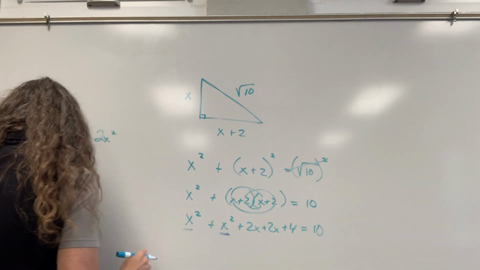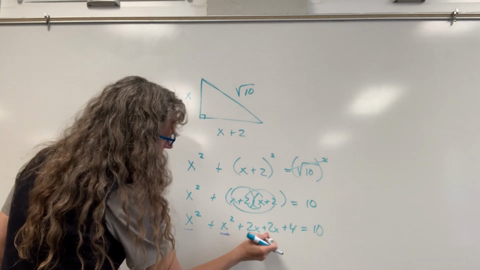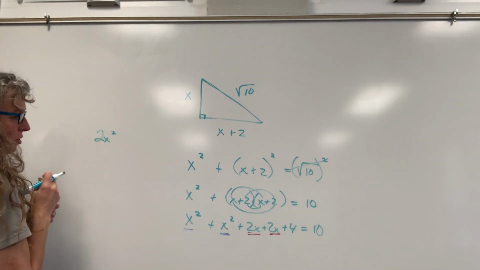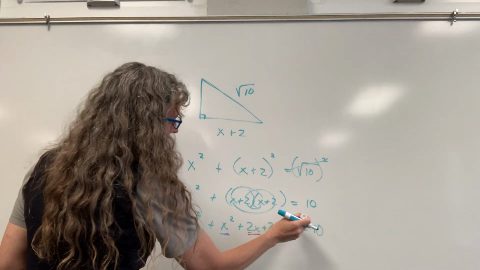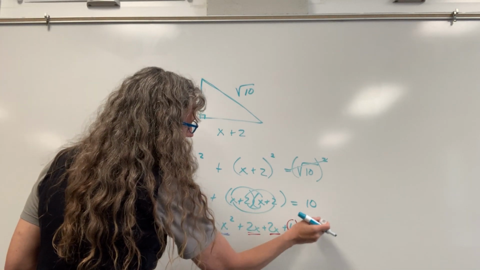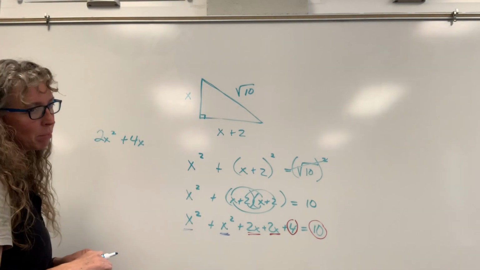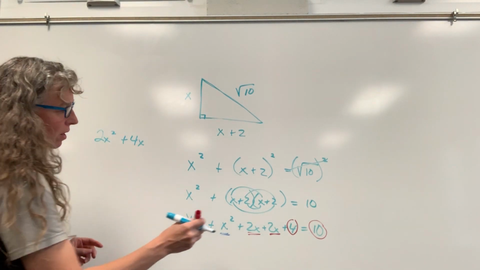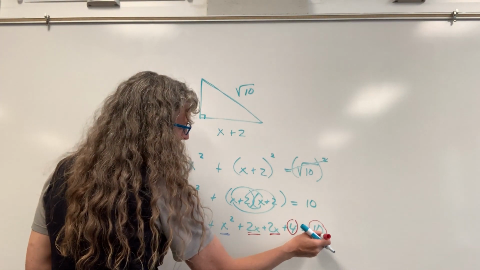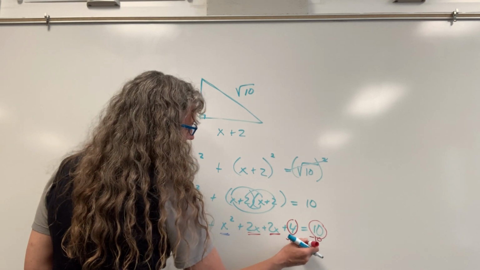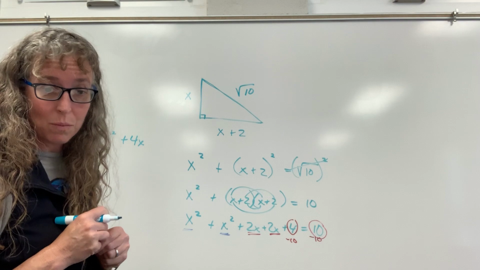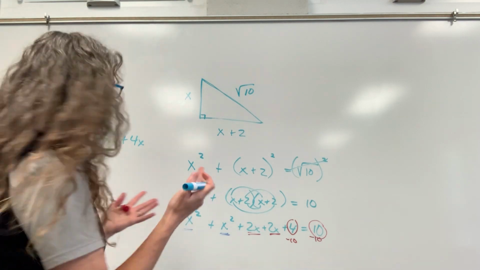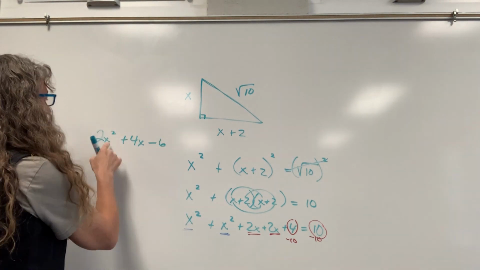Okay? And then I have x's right here. How many x's do I have total? I got 4 x's. And then I have my regular number here and another regular number here. Probably it would be a good idea if we got all the numbers on one side. So let's minus 10 from here, okay? And minus 10 from there. If I have a 4 minus a 10, what do I have now? Negative 6. So here's my equation right here.